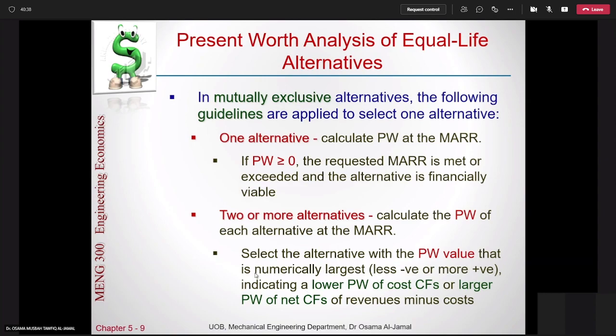Okay. Select the alternative with the present worth value that is numerically largest, less negative or more positive. It doesn't mean that we're focused only on revenue projects. It can be a service project. If it is a service project, less negative. If it is a revenue project, more positive, indicating a lower present worth of cost cash flows, or larger present worth of net cash flows of revenue minus the cost.